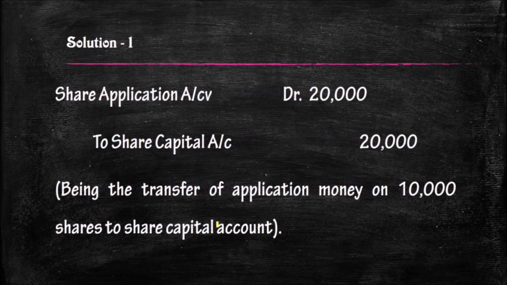Second entry, that amount is transferred from bank to share capital. Entry will be share application account debtor 20,000 to share capital 20,000. What is the narration? Being the transfer of application money of 10,000 shares to share capital account. That application money is transferred to share capital account.